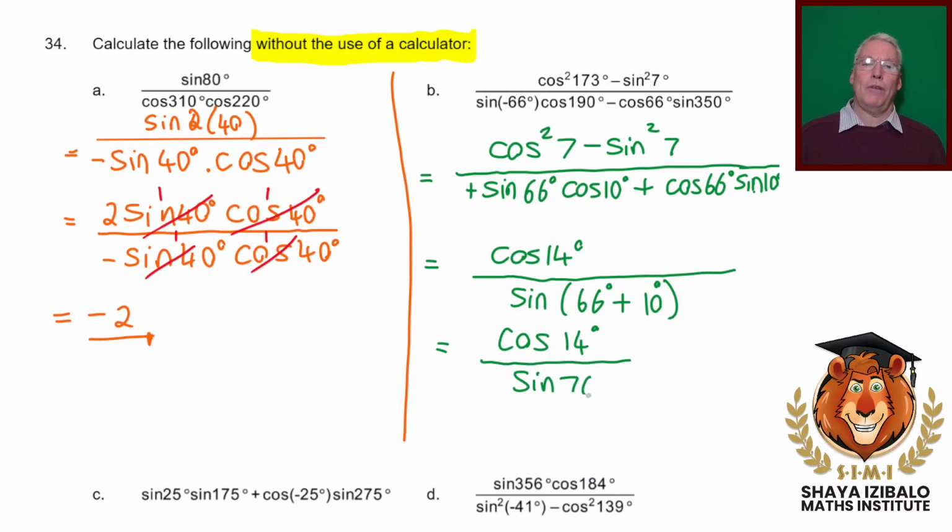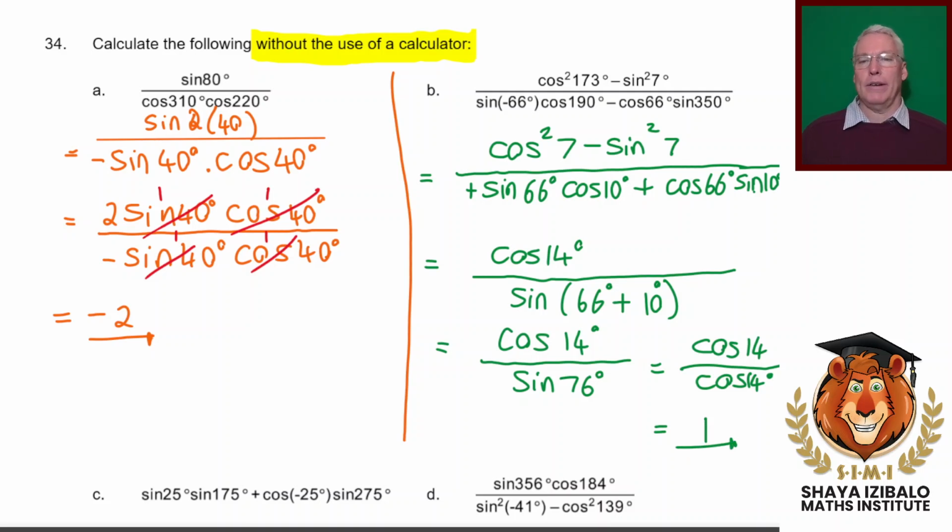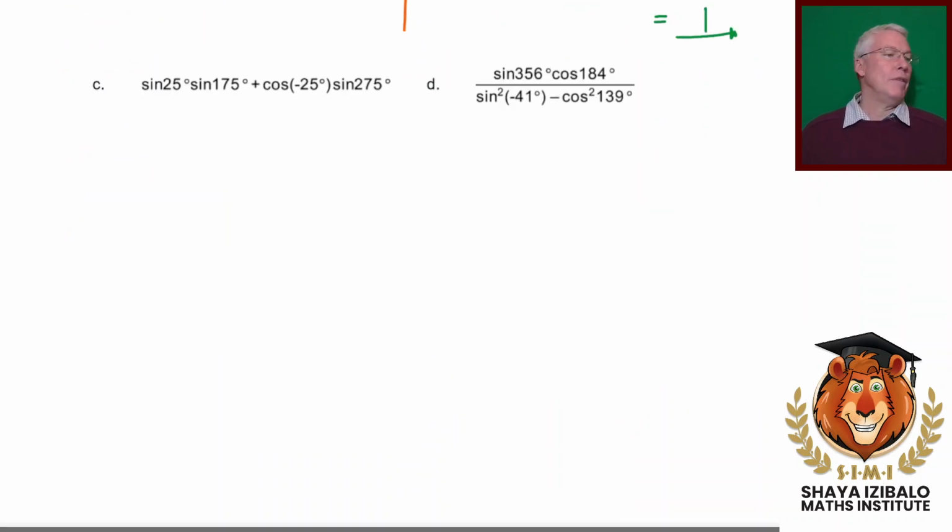Now those aren't special angles, but 76 is 14 away from 90. So we can change sine 76 to cos of 14, in quadrant 1 off a vertical axis. And we put cos 14 over cos 14. Final answer, 1. Okay, and again, we could check it with a calculator. All right, we're going to ask you to pause the video and try these two.